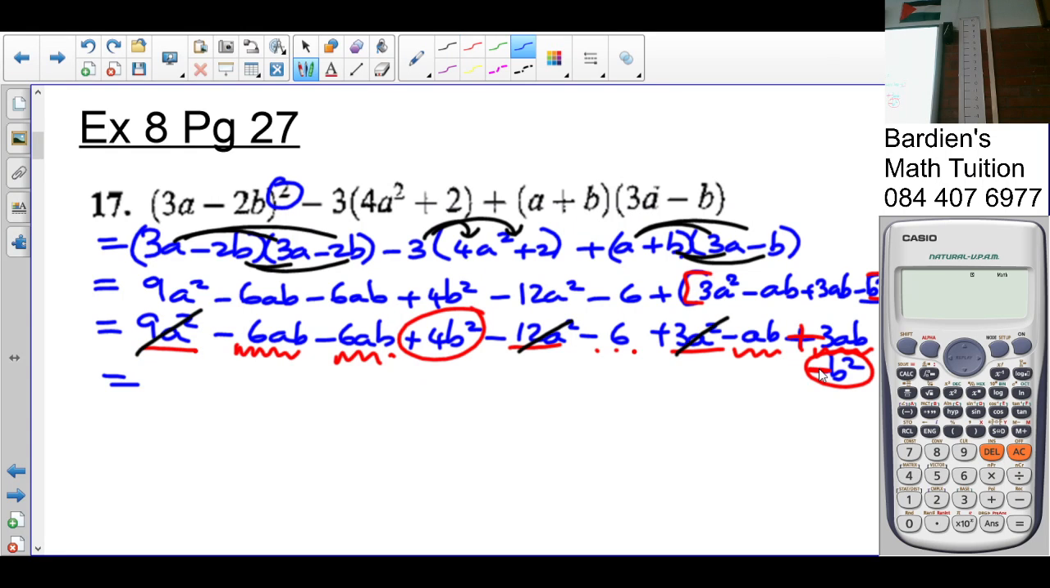You get negative 6ab minus 6ab, negative 12ab. Negative 12ab minus ab is negative 13ab. Negative 13ab plus 3ab is going to be negative 10ab. You got 4b squared minus b squared, it will be plus 3b squared. And we have 6. Was this the answer I gave you earlier? No.